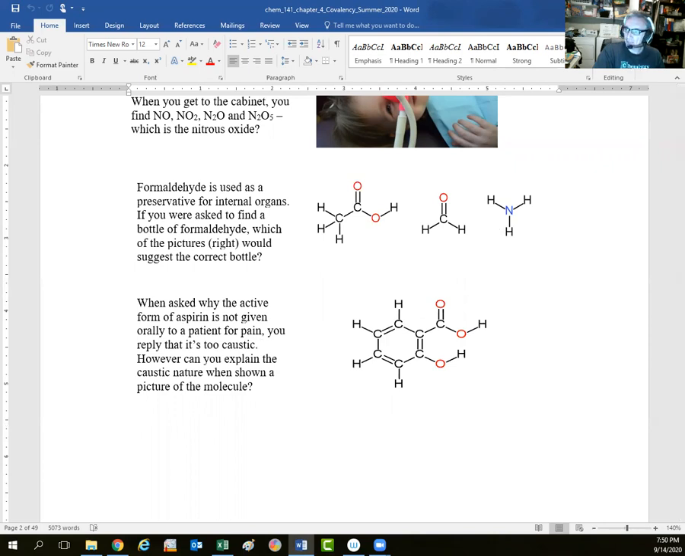Finally, when asked why the active form of aspirin is not orally given to the patient, you reply to the patient that it's too caustic. However, you're not sure how to explain what you mean by caustic. We'll talk about the caustic nature of aspirin and what it is in the molecule specifically that makes it caustic and how that can be masked.